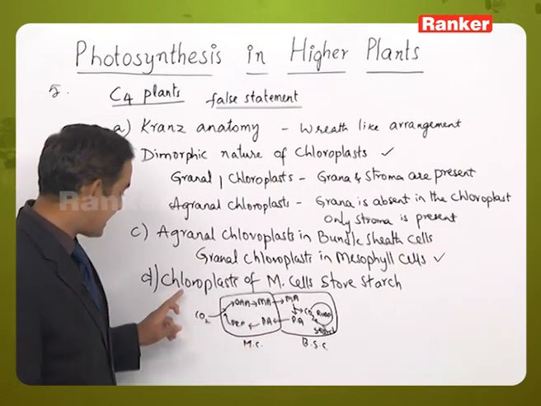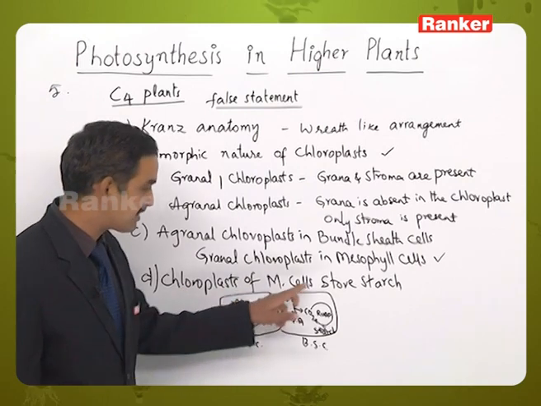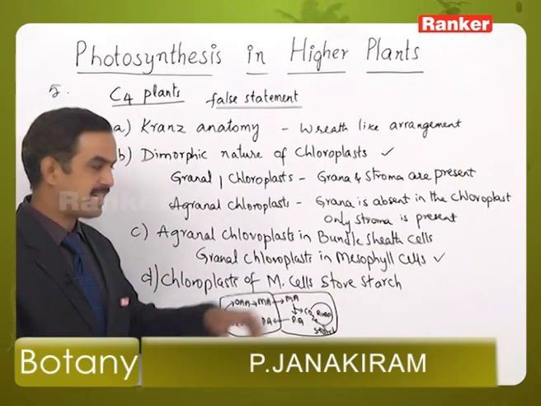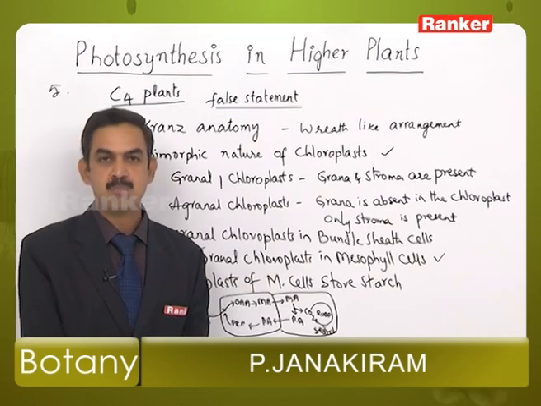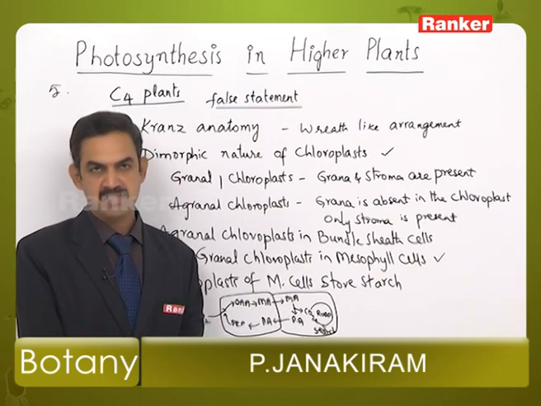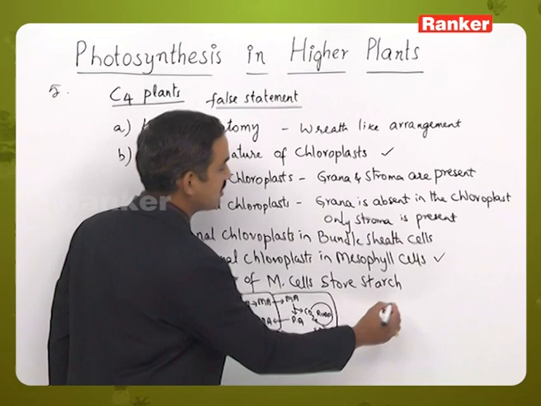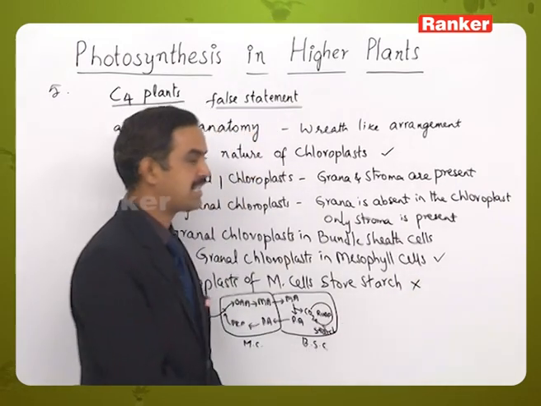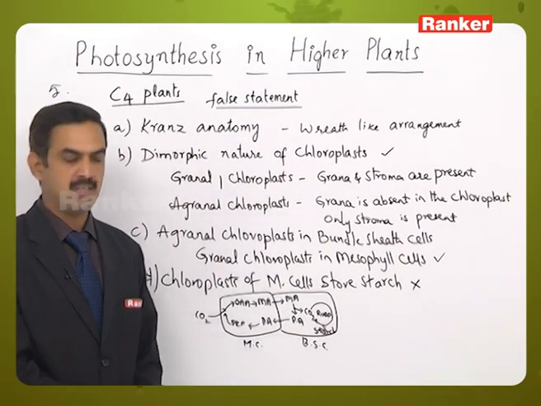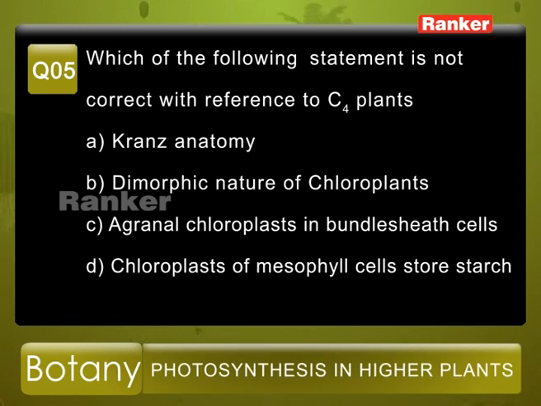But in the option, they have given that chloroplasts of mesophyll cells store starch. So it is not in the chloroplasts of mesophyll cells, but in the bundle sheath cells. So from the given options, the false statement related to C4 plants is the fourth one. So the correct option is option D.